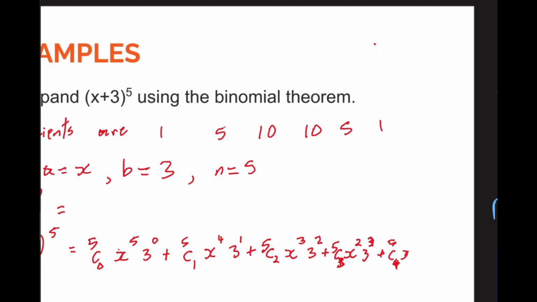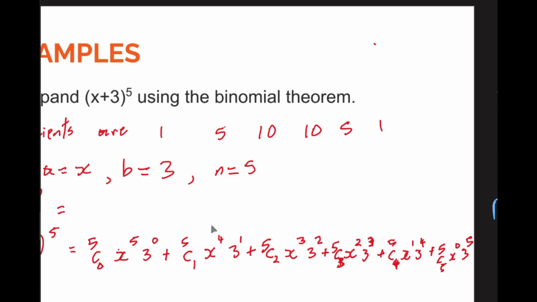It's going to go x now to the first, and then 3 to the fourth power, and then finally 5 choose 5, x to the 0 power, and 3 to the 5th power. All right, so if you notice here, the first term decreases in exponents: x to the 5, x to the 4, x to the 3, x to the 2, x to the 1, x to the 0. And the second term will be increasing powers.